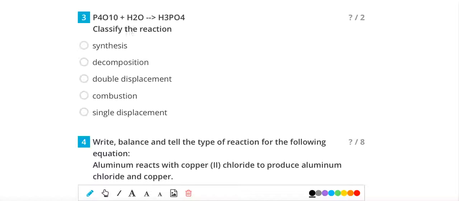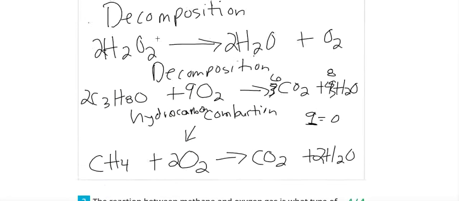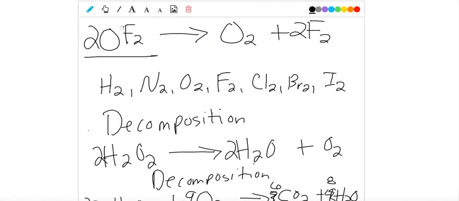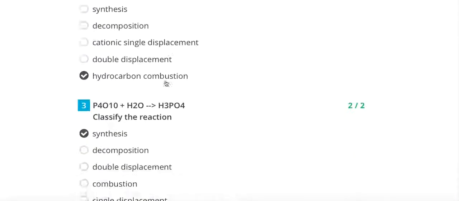Classify the type of reaction. So P4O10 plus H2O yields H3PO4. I notice that there's only one thing to the right of the arrow. There's only one product, no plus signs. This is synthesis, okay? If you only have one product, one thing to the right of the arrow, no plus signs to the right of the arrow, then it's synthesis. You synthesize something and produce one product. Decomposition, remember, was the opposite. So we go back up here. This was a decomposition reaction because we only had one reactant, and it broke down to multiple products.